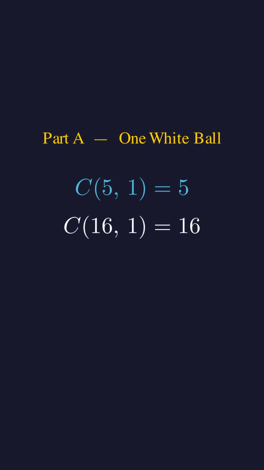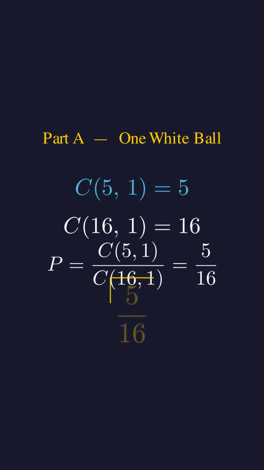Part A. 1 white ball. We choose 1 ball from 5 white ones. C of 5, 1, which equals 5. Total ways to pick any one ball from 16. C of 16, 1, which equals 16. So the probability is 5 over 16.